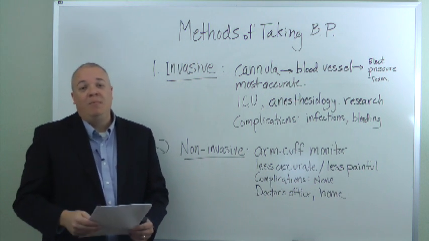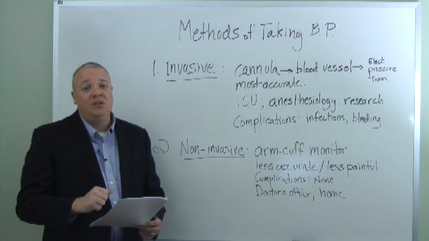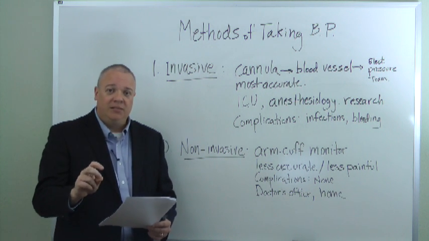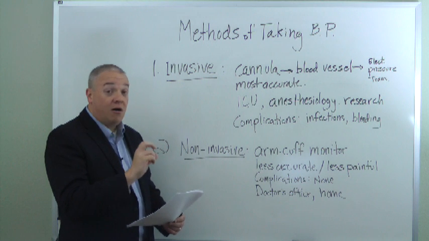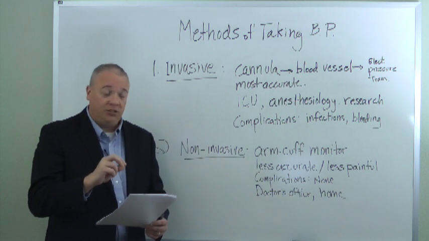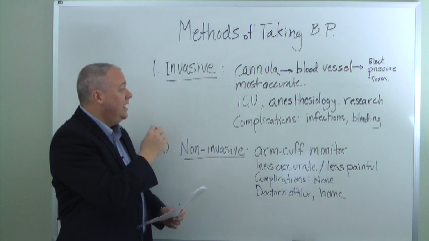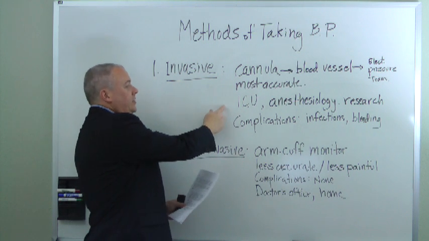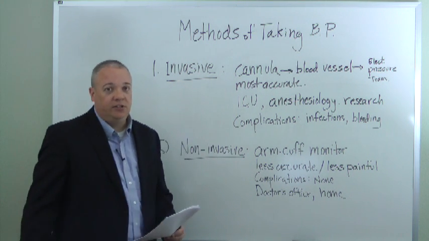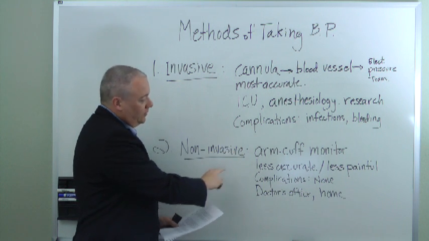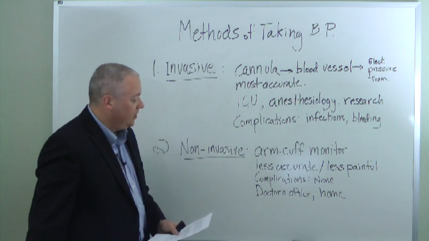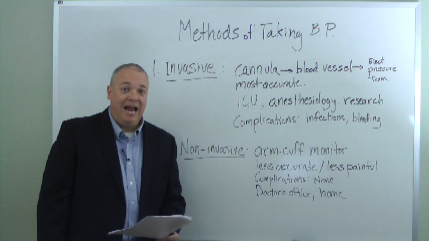So these are the things to keep in mind, the two categories for methods of taking blood pressure: invasive, non-invasive. Under invasive, remember most accurate. Remember that there are complications possible of infection and bleeding, and that it's used usually in areas such as intensive care, anesthesiology, and research. Non-invasive, less accurate, but not much so. Much less painful, no complications. Standard areas where it's used are the doctor's office and home.